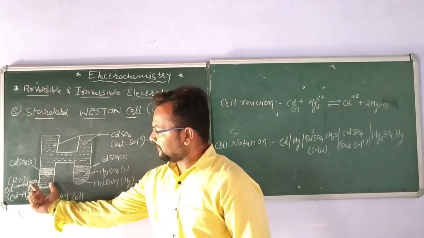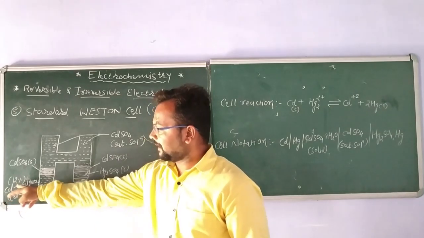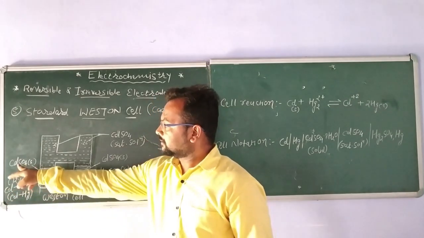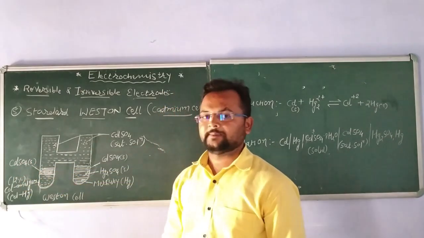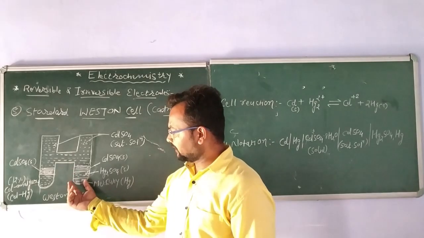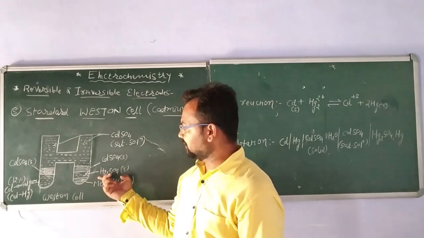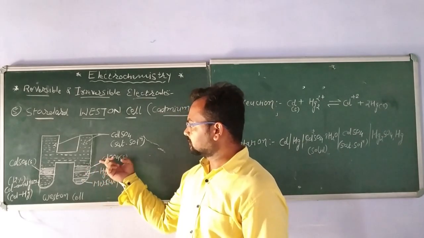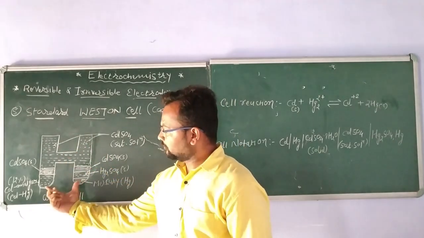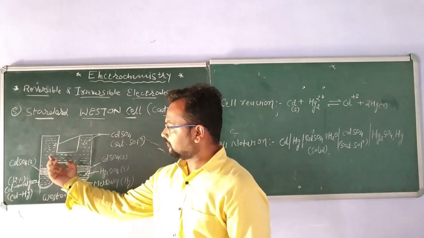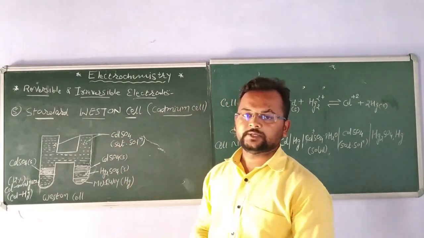On the left hand side, at the bottom, 12% cadmium amalgam is filled, and CdSO4·8H2O is filled over the Cd amalgam. On the right hand side, at the bottom we fill mercury, and over it we fill HgSO4 and solid CdSO4. Another part of this H glass tube is filled with a saturated solution of CdSO4.